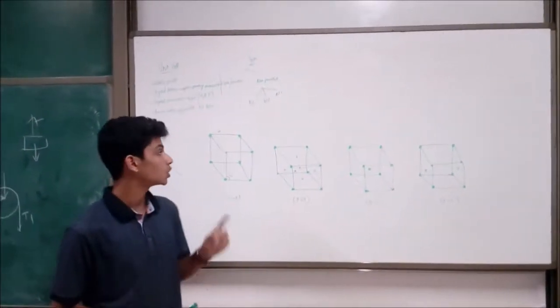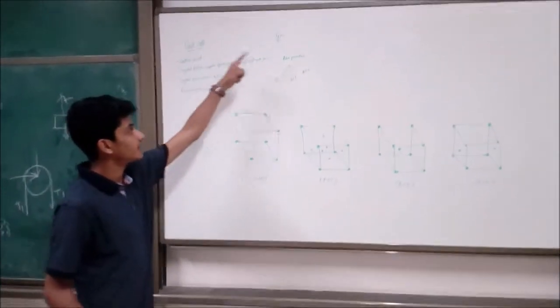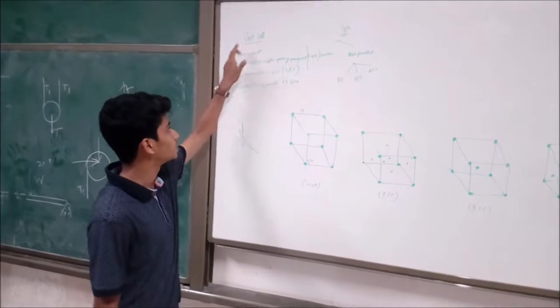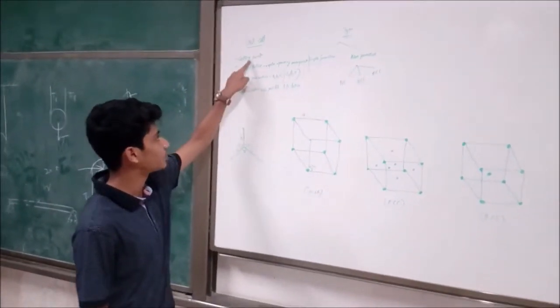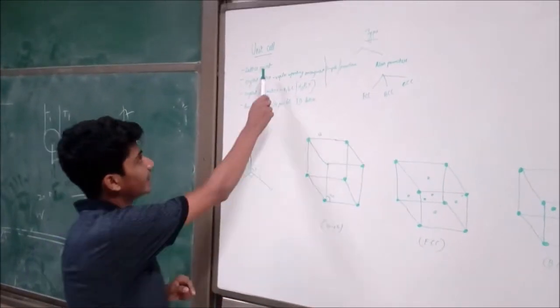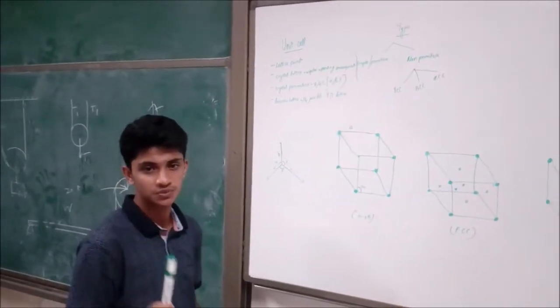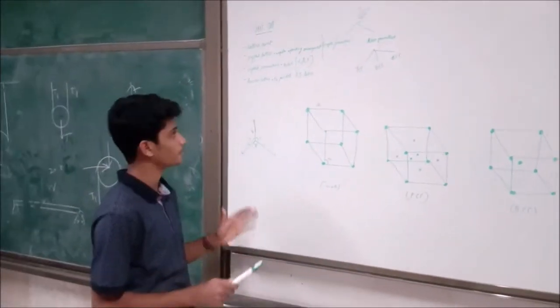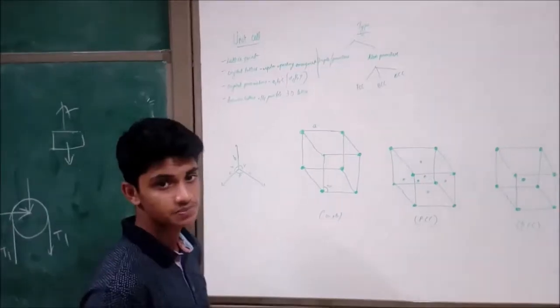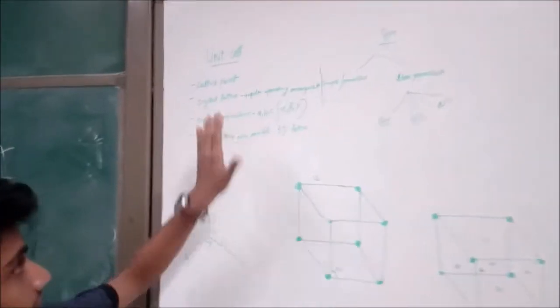Today in this video you are going to learn about unit cell and its types. First, about unit cell you should learn about four terms: lattice point, crystal lattice, crystal parameters and Bravais lattice. A lattice point is a place where atoms are present in a unit cell. And a crystal lattice is a regular repeating arrangement of a unit cell.